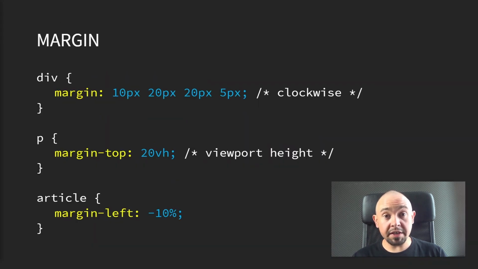As you can see on this slide, we can also specify the margin only for one direction. We don't have to give all directions. To do so, we specify the direction in the property name after dash. We can also express the margin in units other than pixels. For example, using percentages or viewport units. The margin can also be negative, as you can see in the last example.